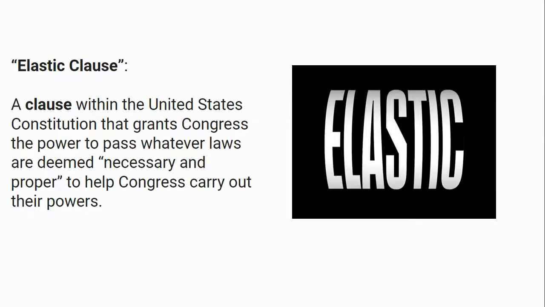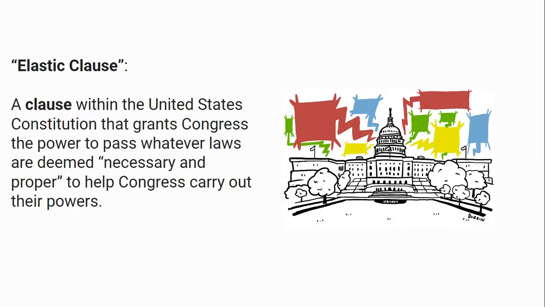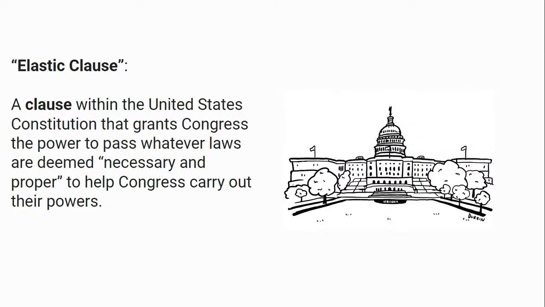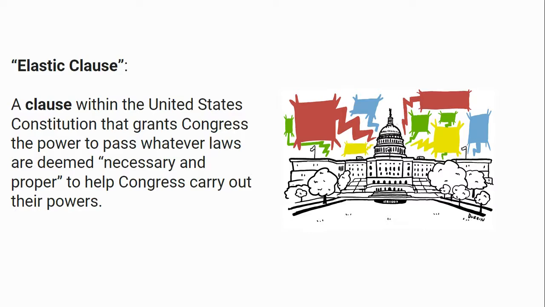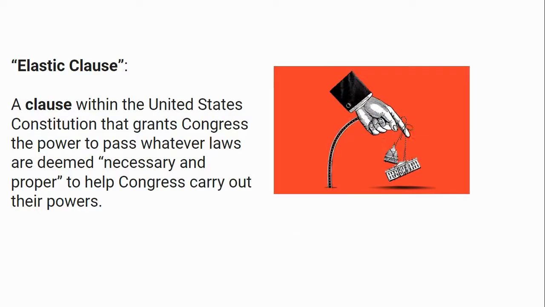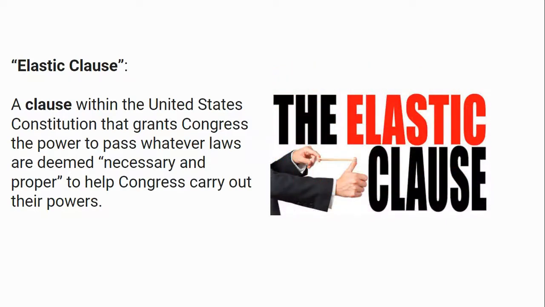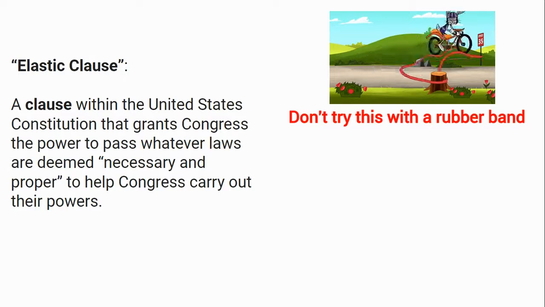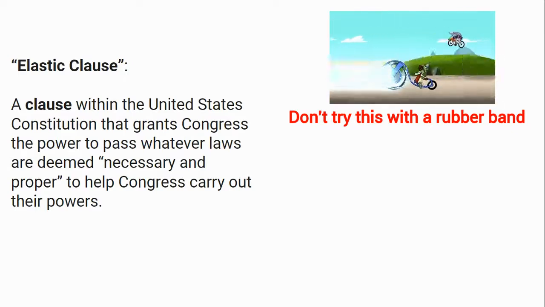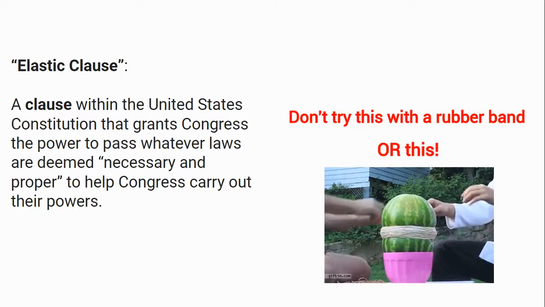So the Constitution lists all of the things that Congress has control over and the power to do. But at the end of that list, it says, and Congress has the power to pass whatever laws are necessary and proper to help them carry out their powers. This is sometimes called the elastic clause, sometimes called the necessary and proper clause. It's like a rubber band. It allows the Constitution to stretch and be flexible to new situations that they just couldn't think of in 1787.